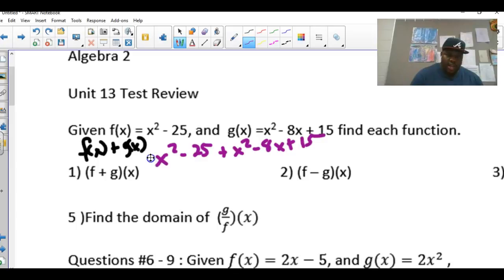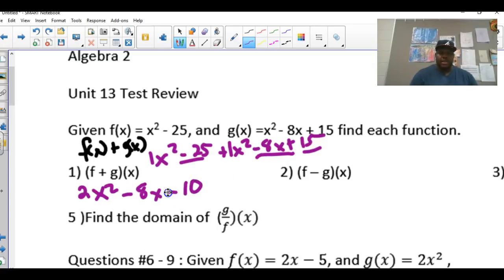So I have 1x squared plus 1x squared, that's 2x squared. I know some of you guys are like, hey man, where'd that 1 come from? Guys, the 1 is always there. The 1's always out in front. So x squared plus x squared is 2x squared. Now I have this single monomial of x, so minus 8x. And then I have negative 25 and 15 as my constants. So negative 25 plus 15 is negative 10. This one is 2x squared minus 8x minus 10, okay?